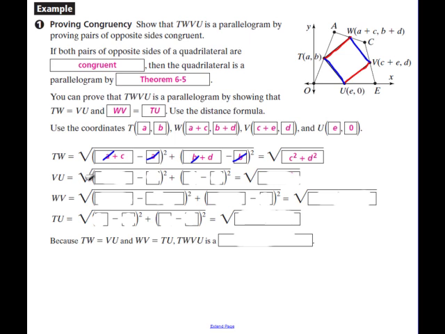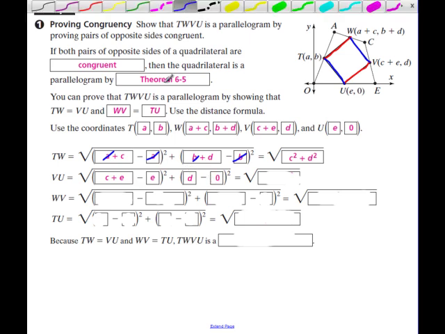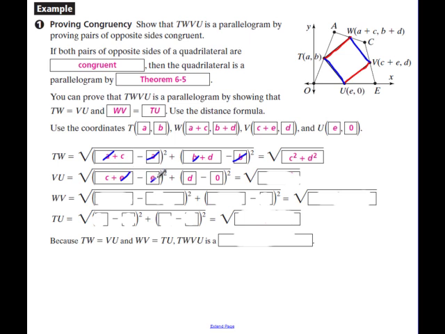As we move on to VU, we can see pretty much the same thing. We're going to take the coordinates from V and the coordinates from U. So we'll take U and subtract V, for both X and for Y. And here our 0 drops out, and again we get a little canceling. E minus E, those cancel out, and so we again just get C squared plus D squared.